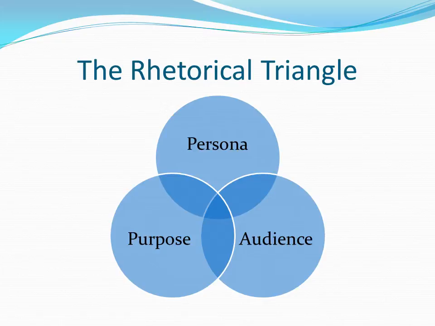The reason that these three elements are arranged in a triangle is because they all influence each other. A speaker is going to change their persona to accommodate a particular kind of audience, just like a speaker's persona might be influenced by their purpose. Certain purposes are only going to be received by certain audiences, and certain purposes require a certain kind of persona. And lastly, if you know that you have to speak to a particular audience, it's going to affect your purpose and persona. This might sound a little confusing right now, so let's take a look at an example.